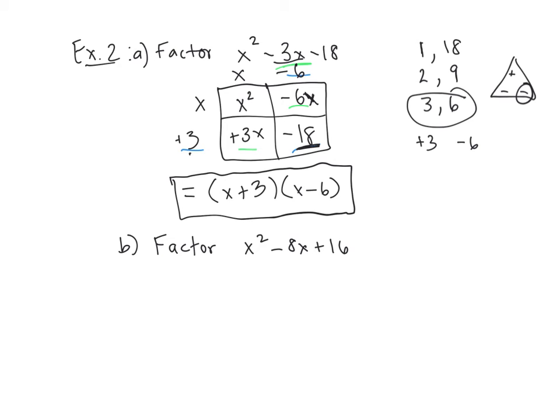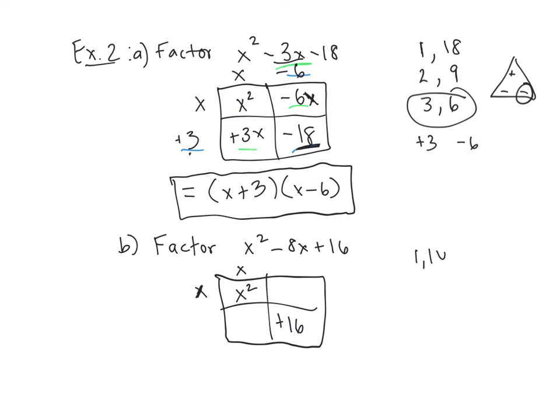And so if we're looking at this one here, we would have x squared minus 8x plus 16. So if I'm thinking about factoring that with the box, I'm going to draw my box down. First box is x squared, last box is a plus 16. I know that x and x is going to make x squared. And then I need two numbers that are going to multiply to a plus 16 and add to a negative 8. So if I'm looking at numbers that multiply to a plus 16, I'd have 1 and 16.